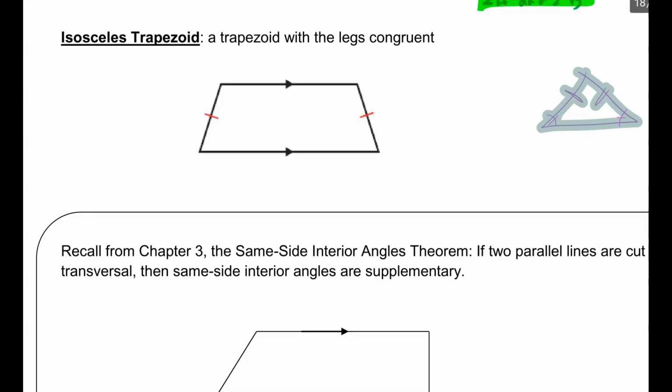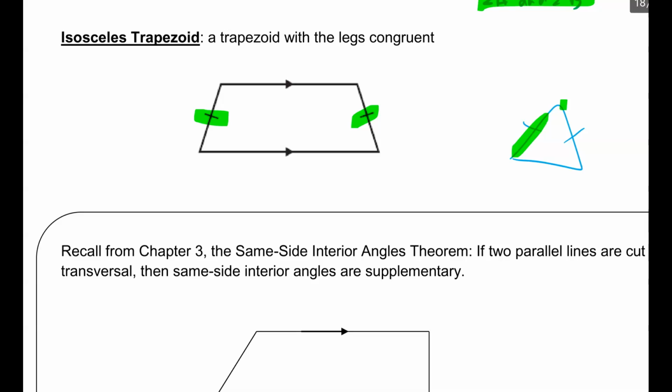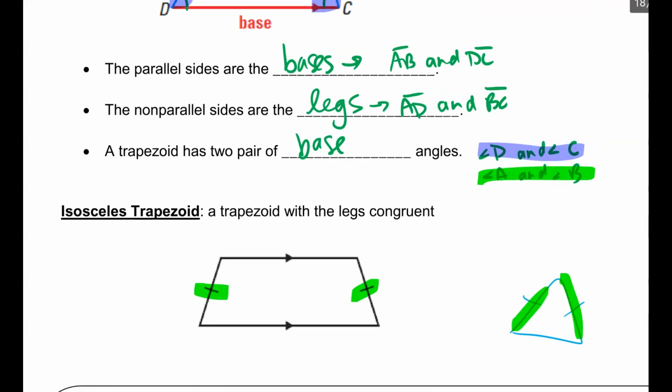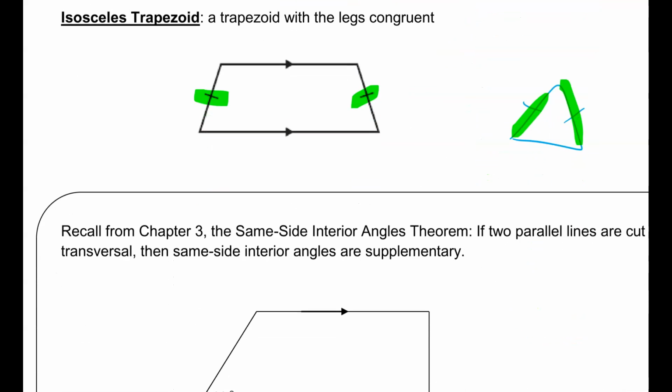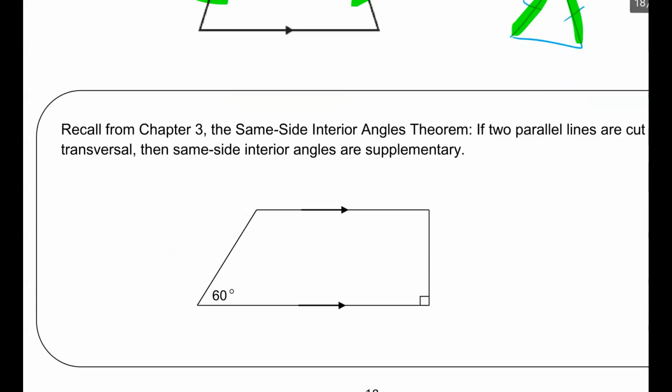So an isosceles trapezoid is similar in the sense that the legs are congruent. We have a pair of congruent legs. Just like a triangle had a pair of congruent legs, here in a trapezoid we can have a pair of congruent legs. Notice it's not the bases, it's the legs, the two sides that are non-parallel. If they're congruent, we call that an isosceles trapezoid.